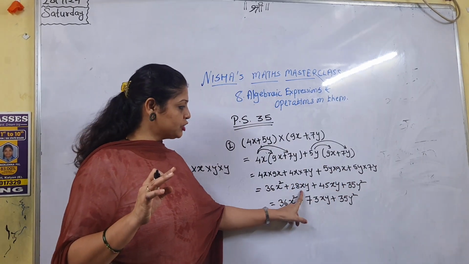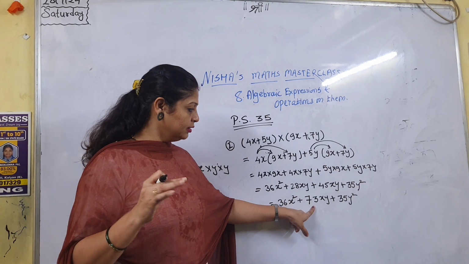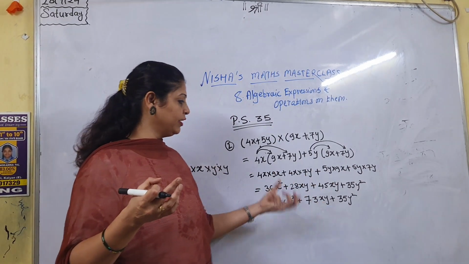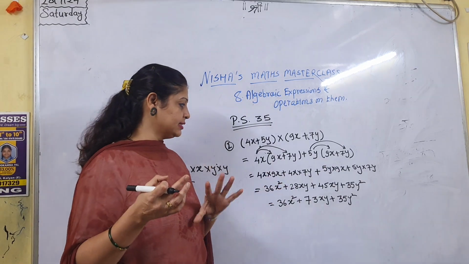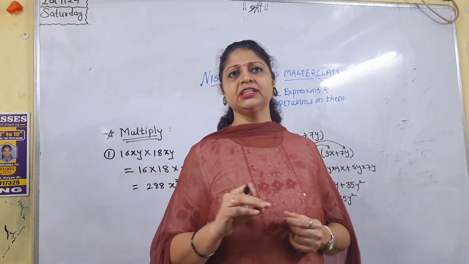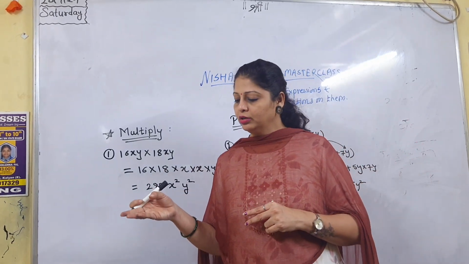Understood? Afterward xy and xy same term is there and addition is there, so we have to add the like terms and we have to write down the remaining expressions or variables and coefficients as it is. Okay, simple and very easy. Simple multiplication is there. Such a type of question carries 2 marks. Okay, so do it properly, children.